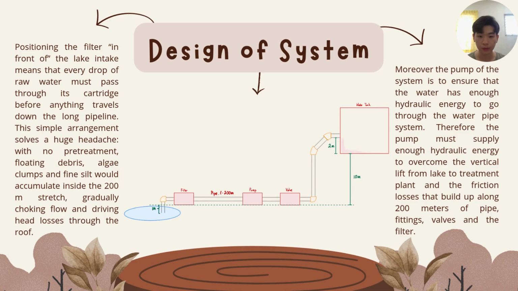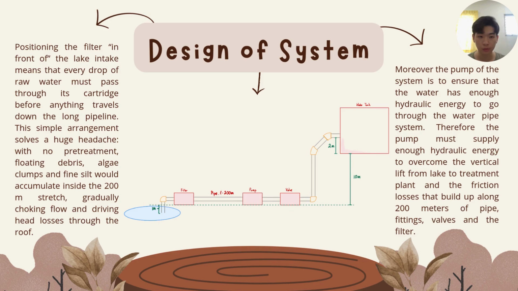My name is Fujimena. I will present the design of the system part. Positioning the filter in front of the lake intake means that every drop of raw water must pass through its cartridge before anything travels down the long pipeline. This simple arrangement solves a huge headache. With no pre-treatment, floating debris, algae growth, and fine sediment would accumulate inside the 200-meter trench, gradually choking flow and driving head loss through the roof.